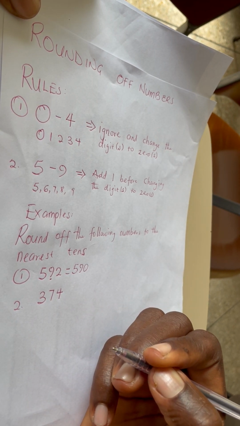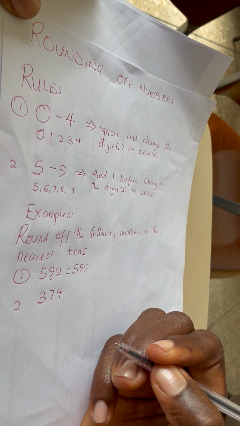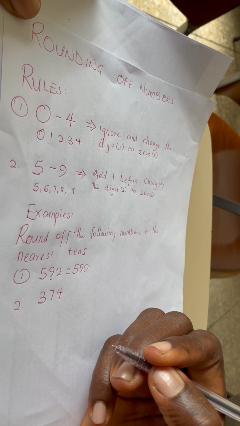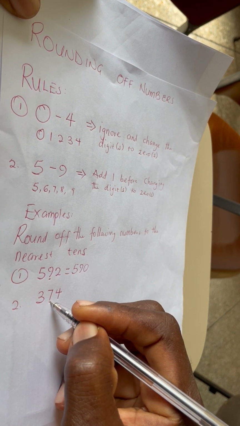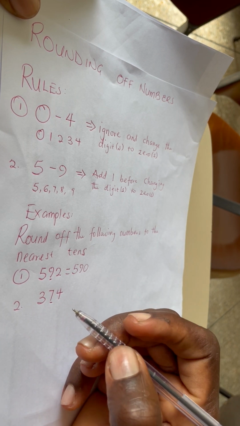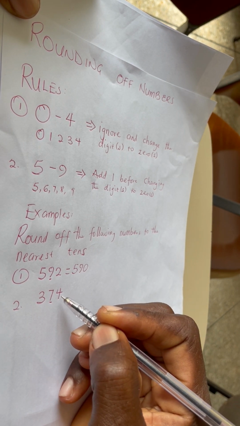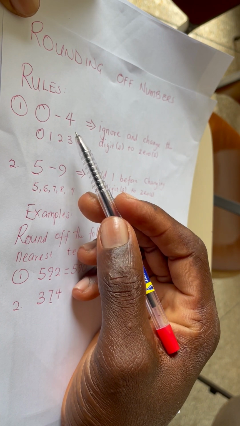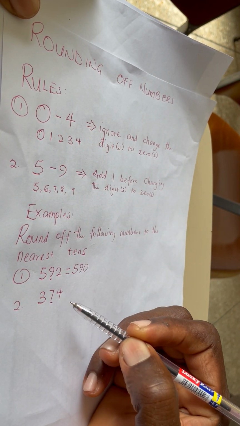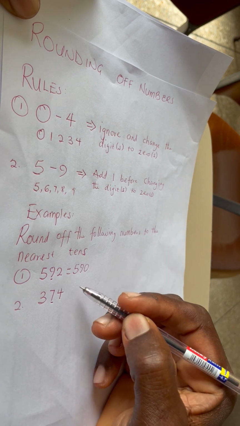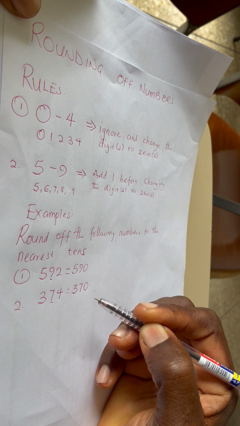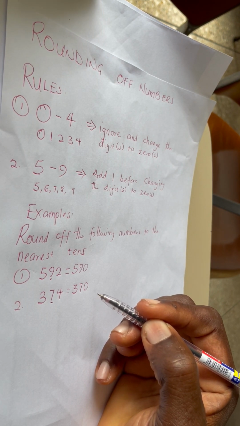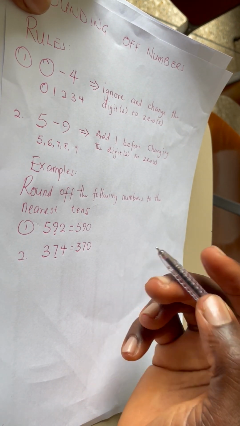Let's take another example. 374. We have to round it off to the nearest tens. So we identify the number at the tens position, and that number is 7. So we check the digit to the right of 7. To the right of 7, we have 4. So that still falls under the first rule. We're going to ignore this 4 and change it to 0. So our answer now becomes 370. I hope you all understand. Let's try some more examples.